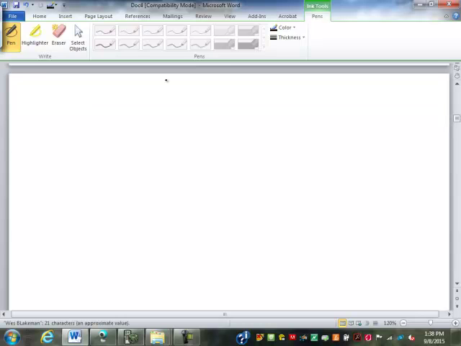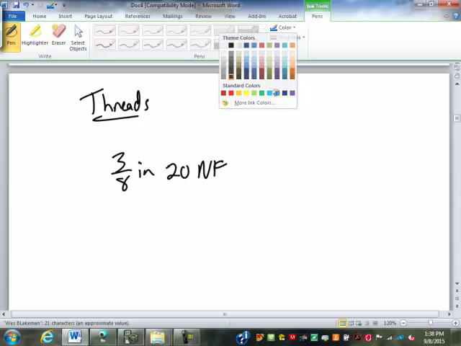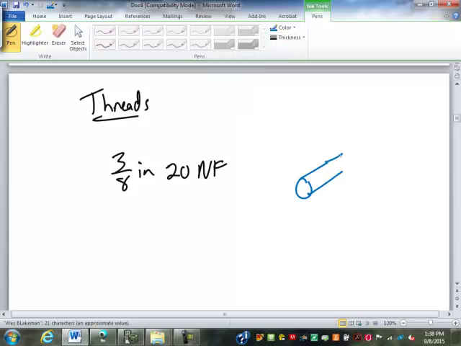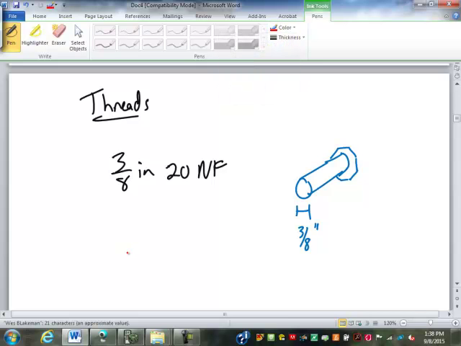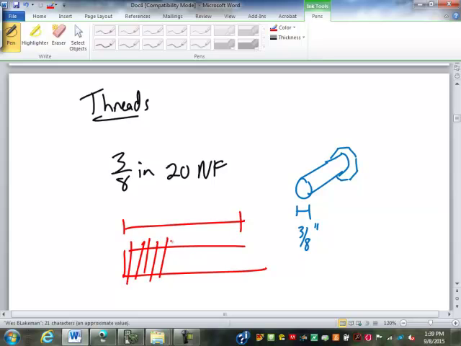If we're talking about bolts and threads, you might have a 3/8 inch 20 NF. What the 3/8 inch is referring to is the diameter of the shaft of the bolt itself. This right here. That's 3/8 of an inch. The 20 NF stands for 20 National Fine, and what that is is threads per inch. So this is saying on 1 inch of bolt, there will be 20 threads.